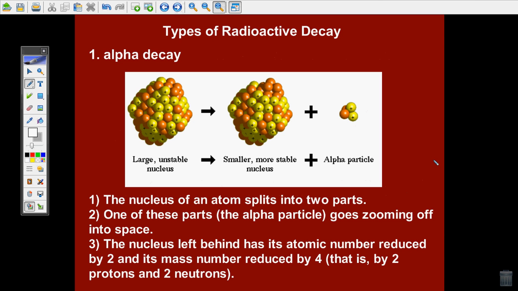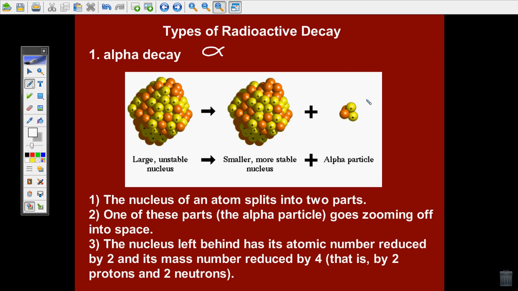So there's a couple types of radioactive decay. The first one is alpha decay, and the symbol for alpha is that, where you get a large unstable nucleus decaying into a smaller nucleus. A lot of the larger elements on the periodic table, like uranium, are very unstable and tend to decay into more stable nuclei. So the first step, the nucleus of an atom splits into two parts, and one of these parts, the alpha particle, goes zooming off into space, and the nucleus that's left behind has an atomic number reduced by 2 and a mass number reduced by 4.